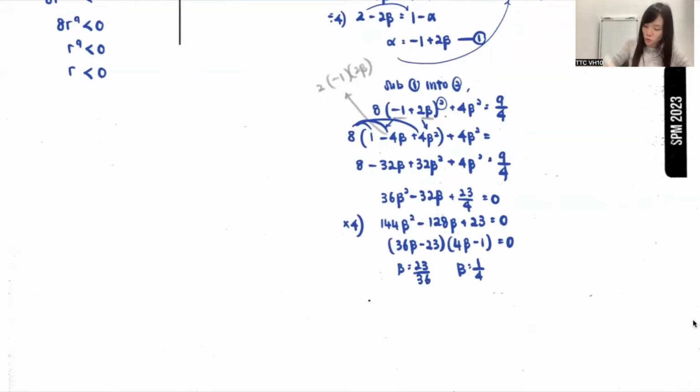So I sub back to equation 1. So I sub both, yeah? So alpha equals negative 1 plus 2 beta.